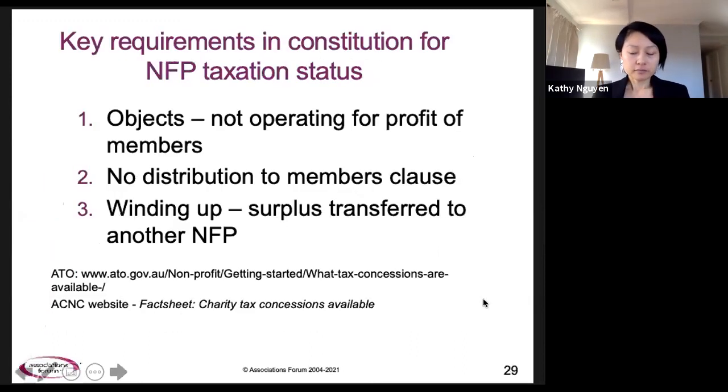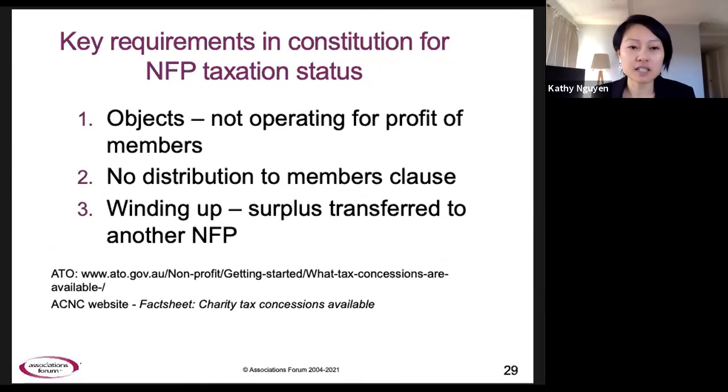Now, when we say not-for-profit organisation, what does that actually mean? It's got nothing to do with whether you make a profit or not, because certainly you do need to make a profit or a surplus. It's all to do with taxation, because not-for-profit organisations have special tax concessions or benefits. So in Australia, it's all about tax.